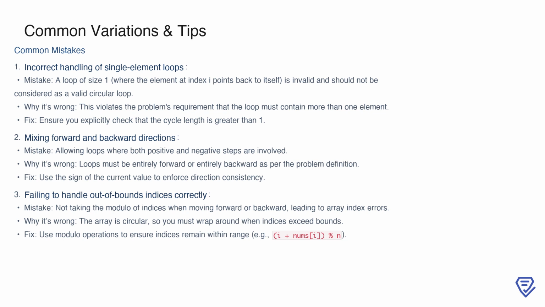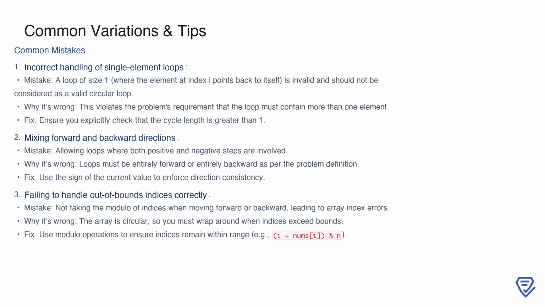Another frequent mistake is mixing forward and backward directions within a single loop. Remember, loops must be entirely forward or entirely backward to meet the problem's criteria. You can enforce this by using the sign of the current value to ensure all steps in a loop maintain the same direction.